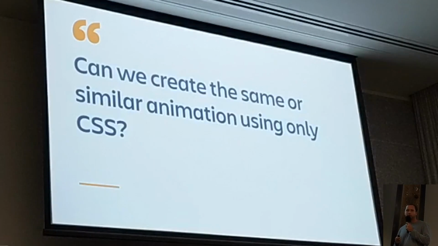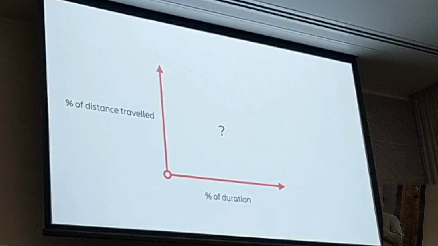He went away and he didn't even look at the code at all. What he did is he plotted a graph. He just plotted percentage of distance traveled versus percentage of time to finish the animation. So he tried moving things a little bit away, far away, to see what curve this would generate.